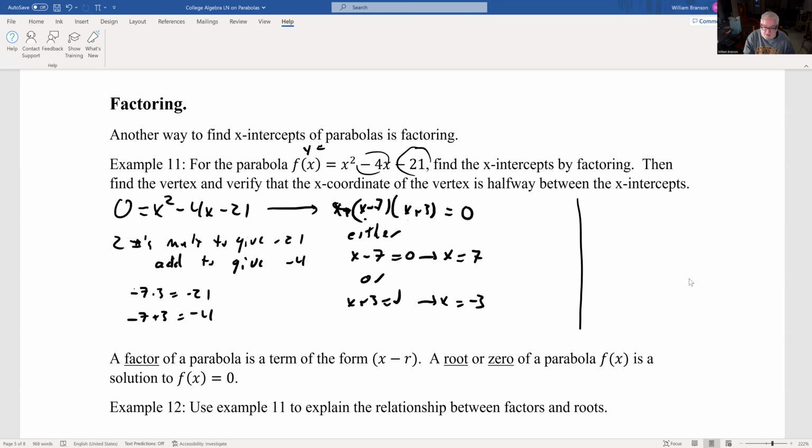So if we think about what our parabola would look like, it goes through x equals 7, and it goes through minus 3, and it opens upwards. So it looks something like that. Now, where's the vertex? The vertex is down here. Where should the vertex be? Well, the axis of symmetry goes through the vertex, so it should be the same distance to the x-intercepts on either side.